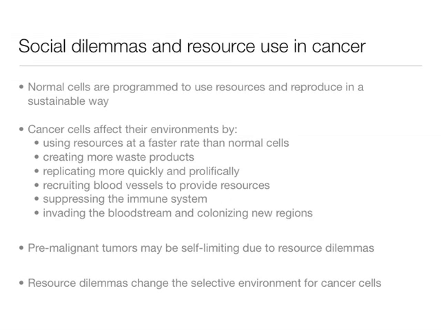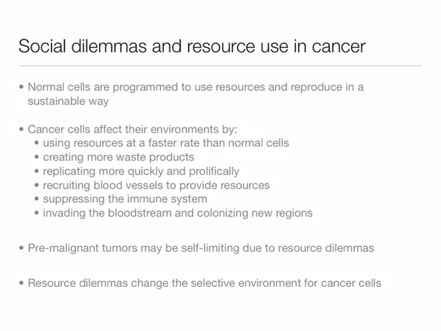All right, I'm going to jump ahead because I've only got about 10 more minutes. And I just want to point out that there are important social dilemmas that cancer cells have. So normal cells are really programmed to use resources and reproduce in what you could call a sustainable way. So they're not trying to get more and divide faster. But cancer cells can use resources faster, create more waste products, replicate more quickly, recruit blood vessels to provide resources, suppress the immune system, invade the bloodstream, colonize new areas where they can get more resources.